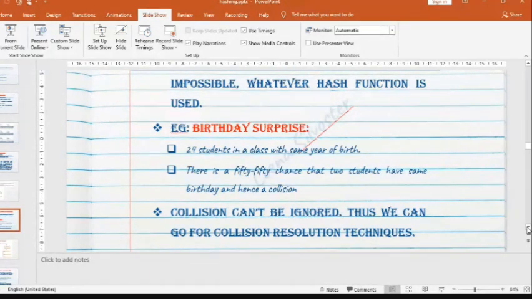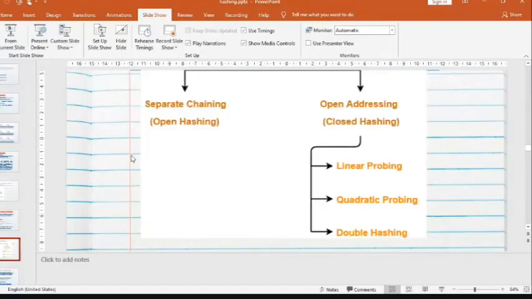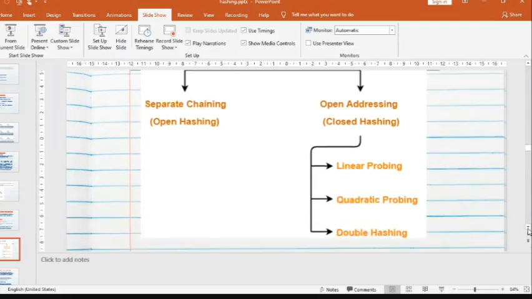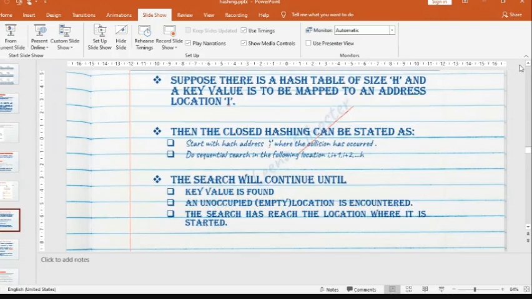Thus we can go for collision resolution techniques. There are different types of collision resolution techniques. This one is an important essay question. They are majorly divided into separate chaining, that is open hashing, and open addressing, otherwise known as closed hashing. Closed hashing is again divided into linear probing, quadratic probing, and double hashing. So these are the different collision resolution techniques.